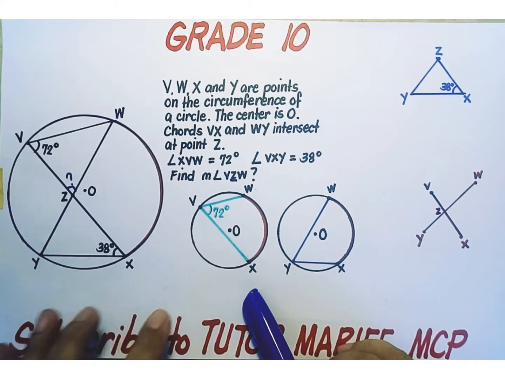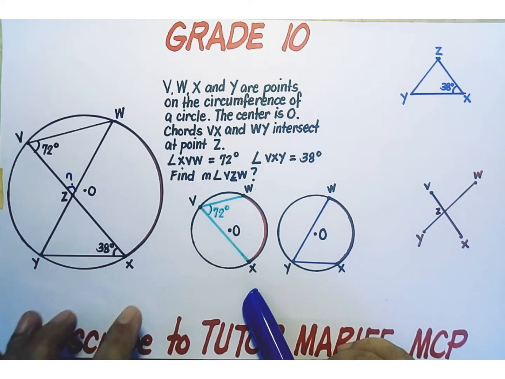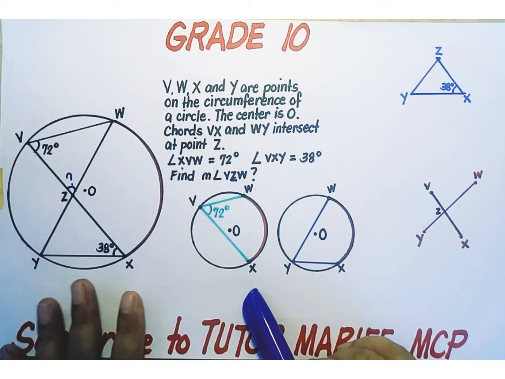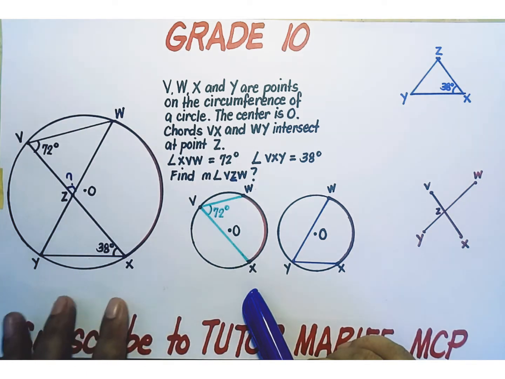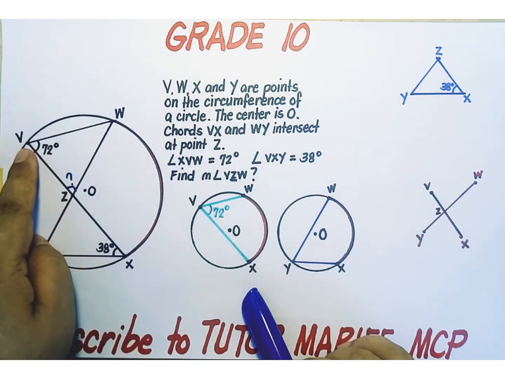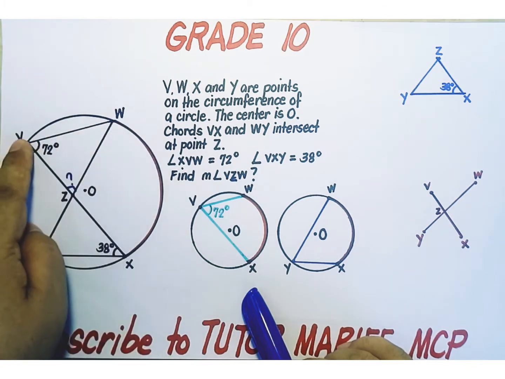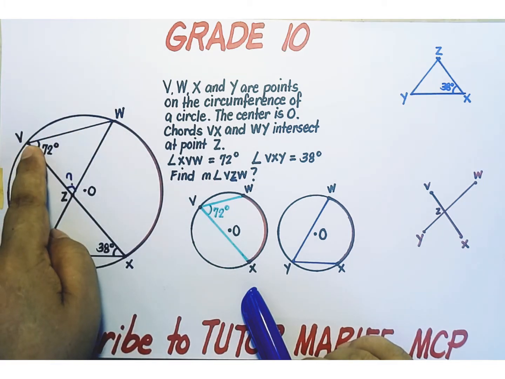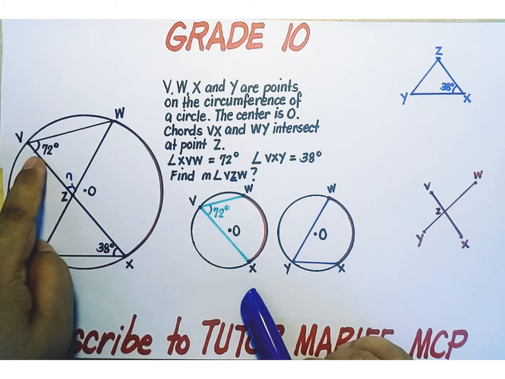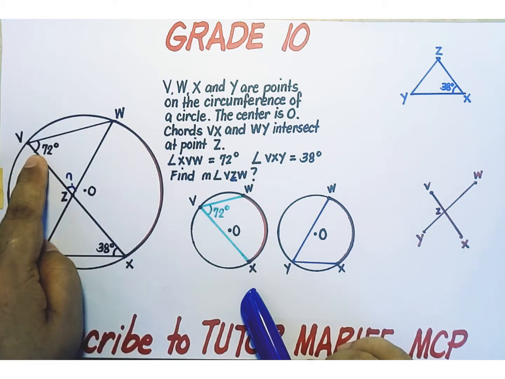Next, let's define inscribed angle. What is an inscribed angle? An inscribed angle is an angle whose vertex lies on the circumference of a circle and its sides are chords of the same circle. Look at angle V or angle XVW. The vertex is on the circumference of the circle, and its sides are chords of the same circle. Therefore, this angle satisfies the definition of an inscribed angle.